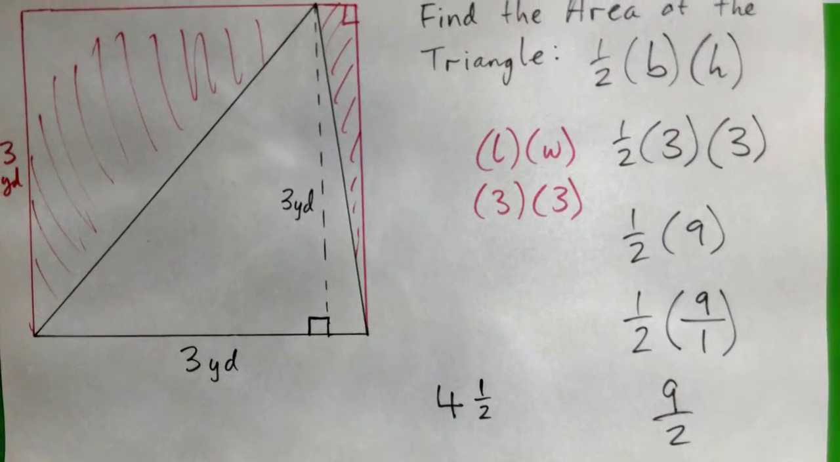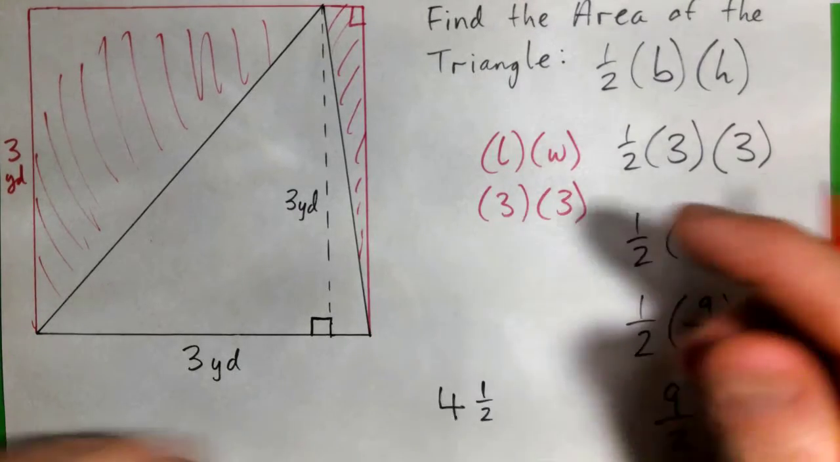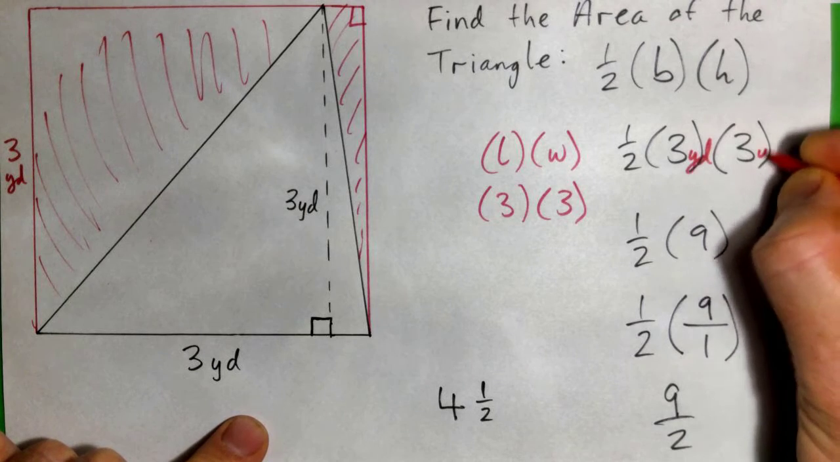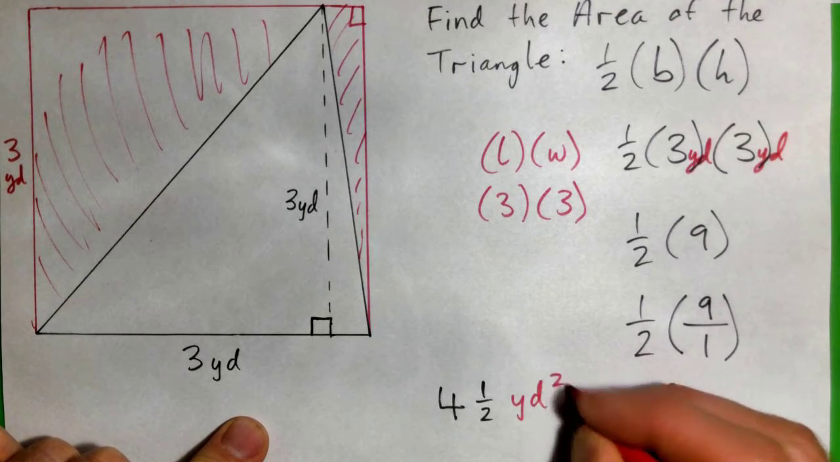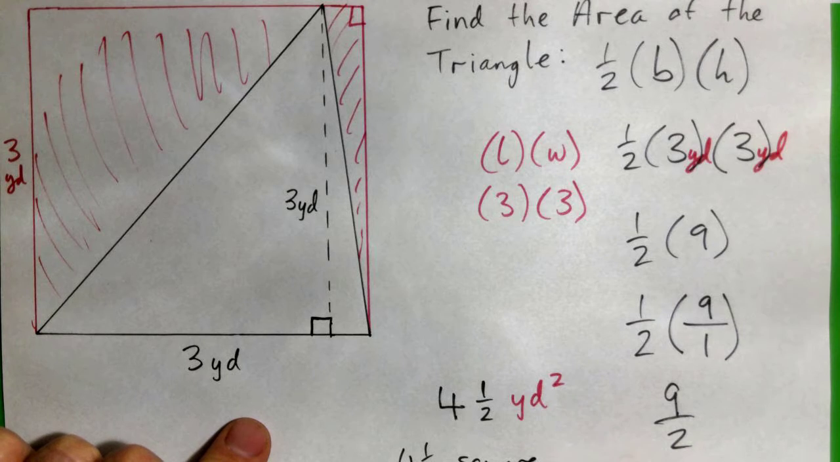But what's the unit? Well, it is 3 yards times 3 yards, and yard times yard gives us yards squared, or square yards. We have 4 1/2 square yards. What does that mean?